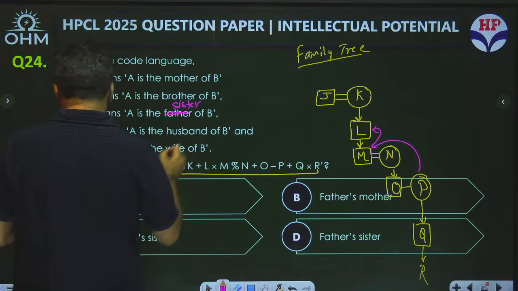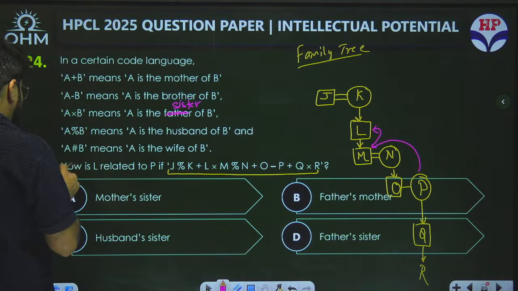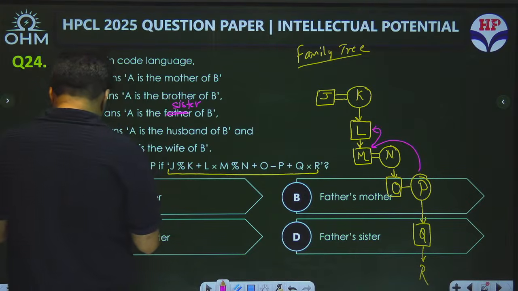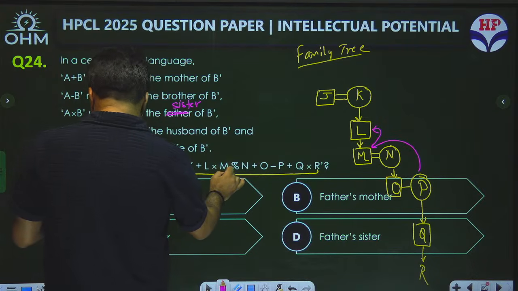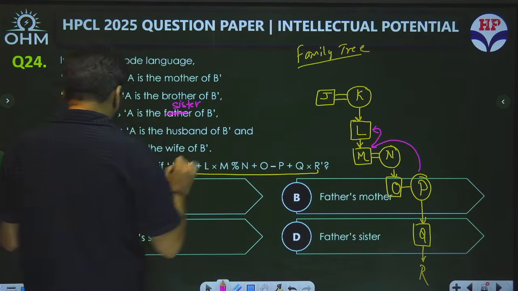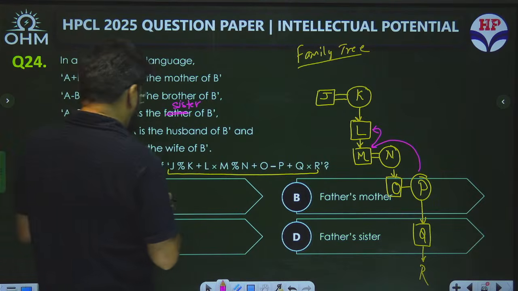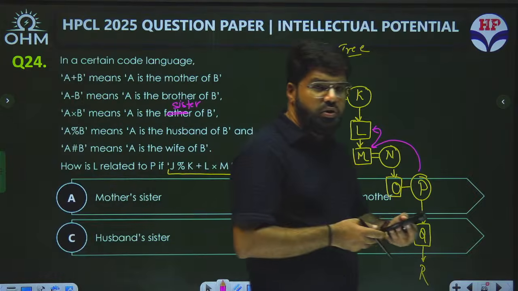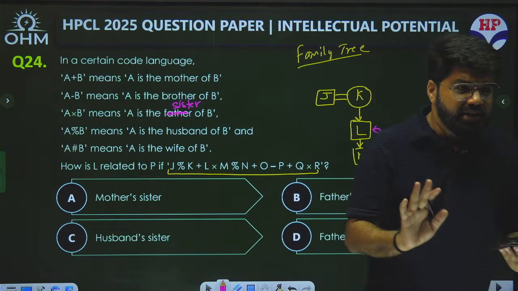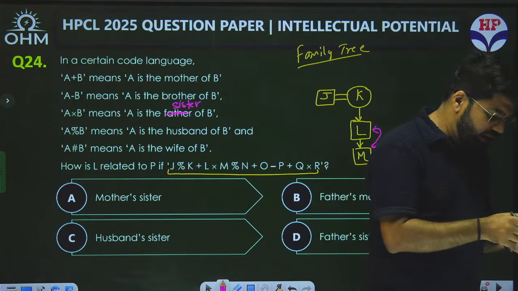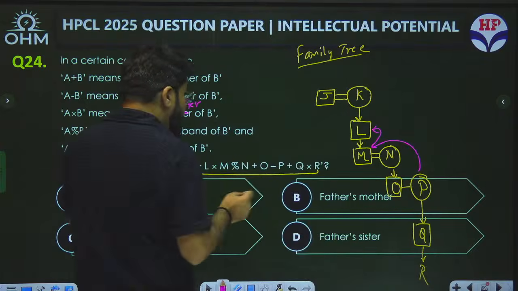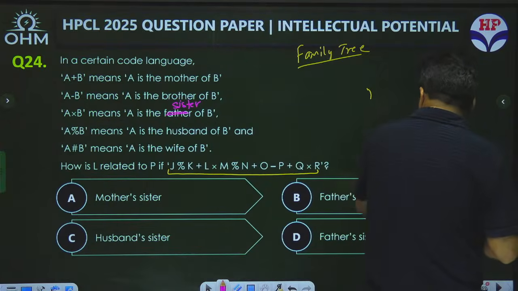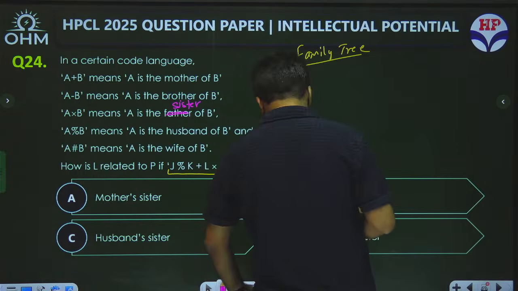Into is sister here. Percent means husband and hash means wife. Okay, that is correct. Let me see this also. How is L related to P? J percent K plus L into M percent N plus O minus P plus Q into R. Here the into has come two times, so that is why the family tree is wrong. Father's father is correct, grandfather is the correct answer. But the question had a typing error here, so we'll correct it. As per the original data, it is father's father, grandfather, that is correct. But now let us redefine it. That is why the option was not matching. There was a typo in the question.